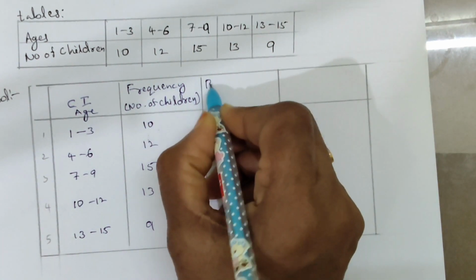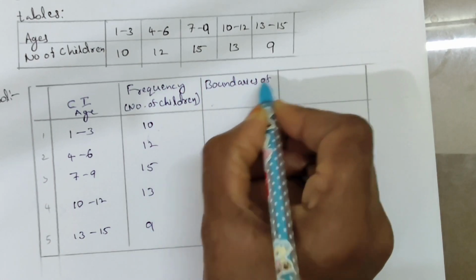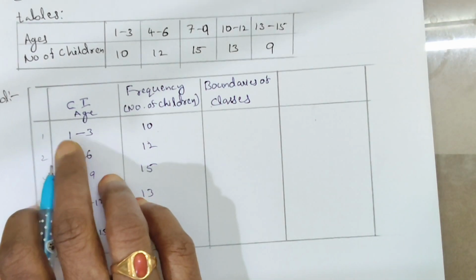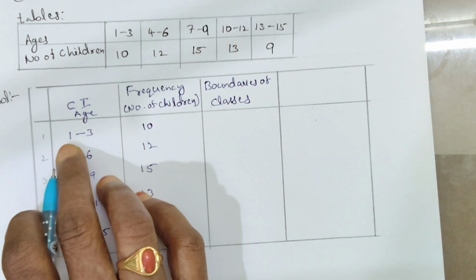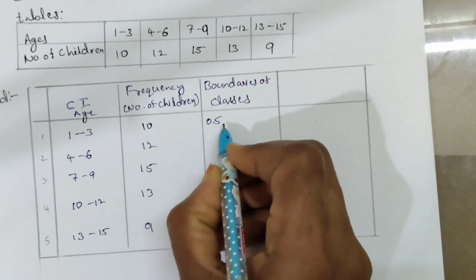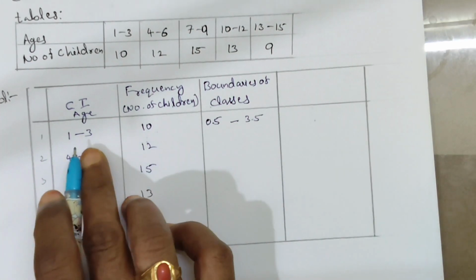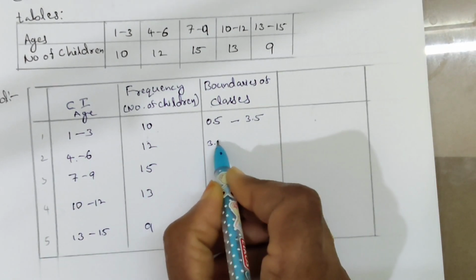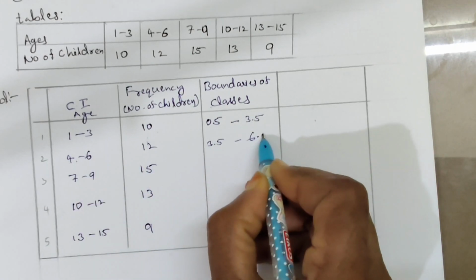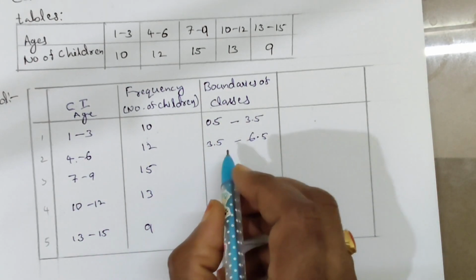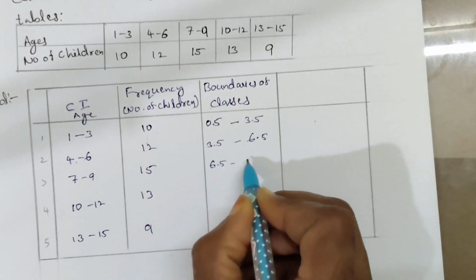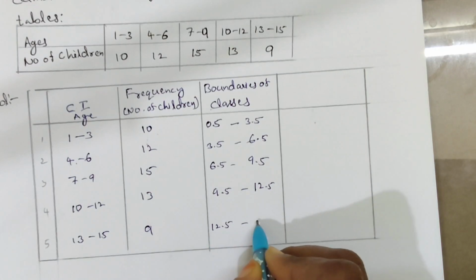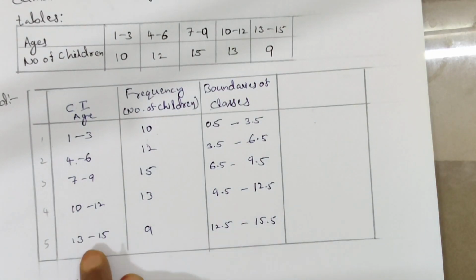So now we write the boundaries of the classes. For the first class, 1 to 3, the lower boundary is 0.5, before 1, and the upper boundary is 3.5. The second class starts at 4, so the lower boundary is 3.5 and the upper boundary is 6.5. Similarly for the others: 7 to 9 becomes 6.5 to 9.5, then 9.5 to 12.5, and 12.5 to 15.5. These are the boundaries of these class intervals.